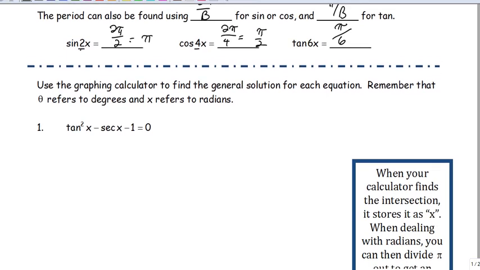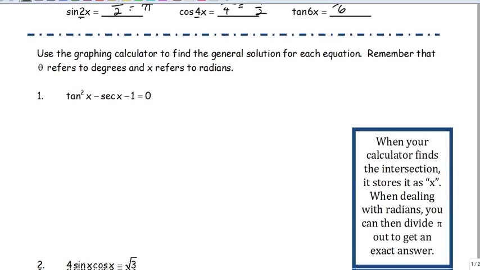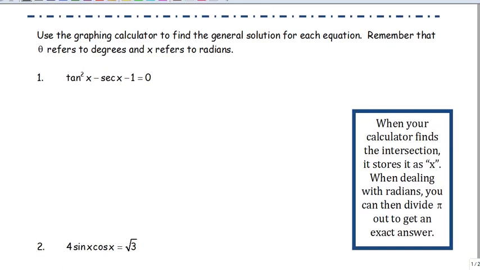So use the graphing calculator to find the general solution for each equation. Remember that theta refers to degrees and x refers to radians. So right away, these are in radians, these first two. Okay? Now here's what you do. First of all, you want everything moved over, which it is. This is going to be your y1, this is going to be your y2. And then you find out where they intersect.